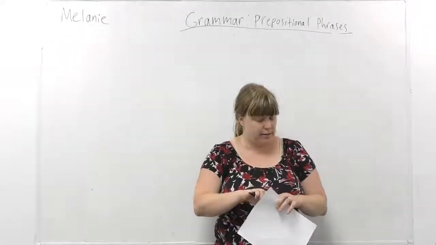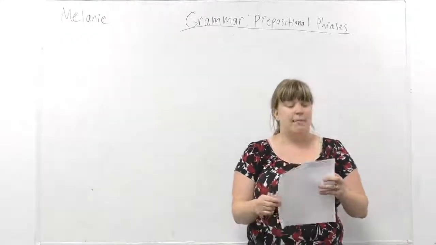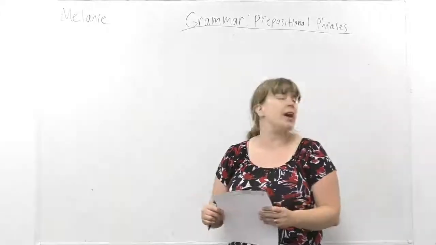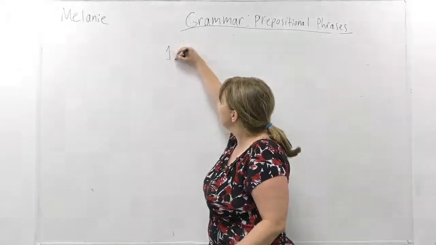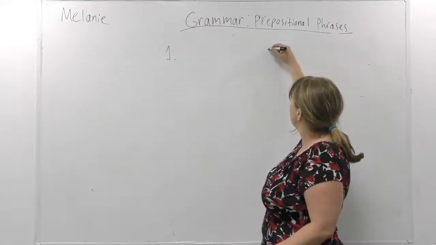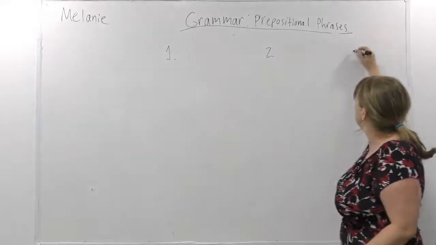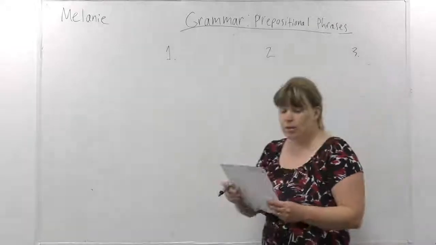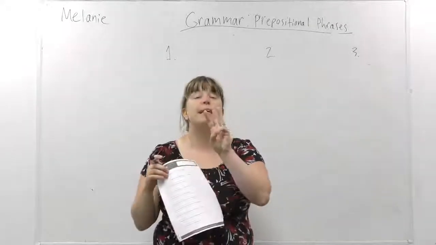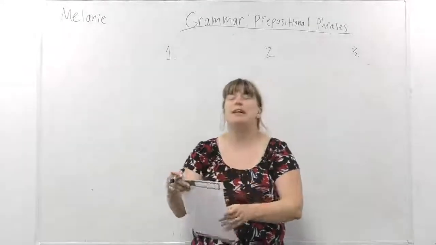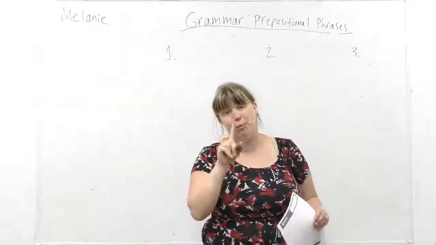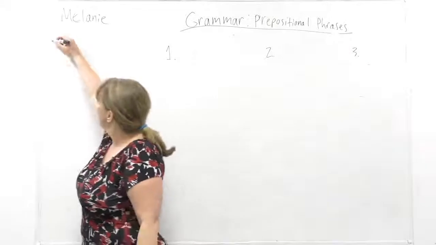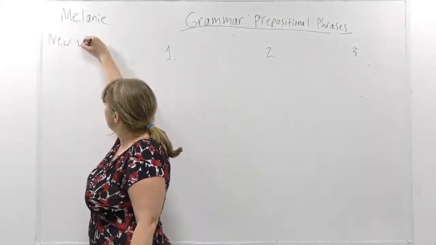Okay, so name 3 things you should never run towards. Okay, so let's do the first one together. 1, 2, 3. Okay, so number 1, name 3 things you would never run towards. Okay, this may have been one I forgot actually. I'm sorry. Okay, so I'm going to put it under new words.